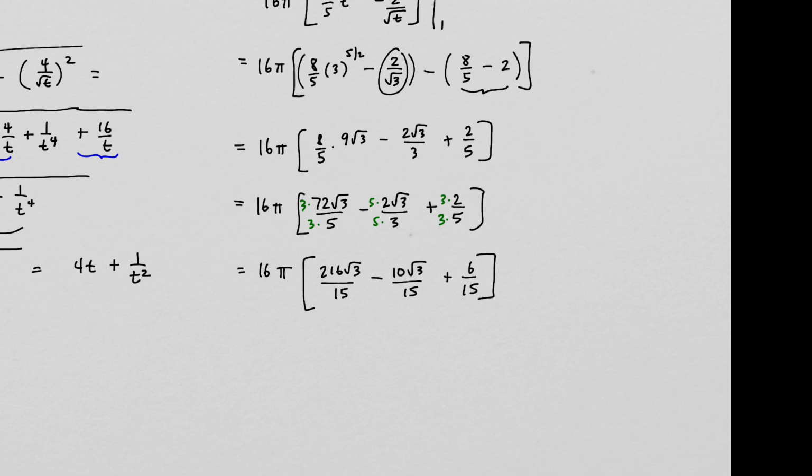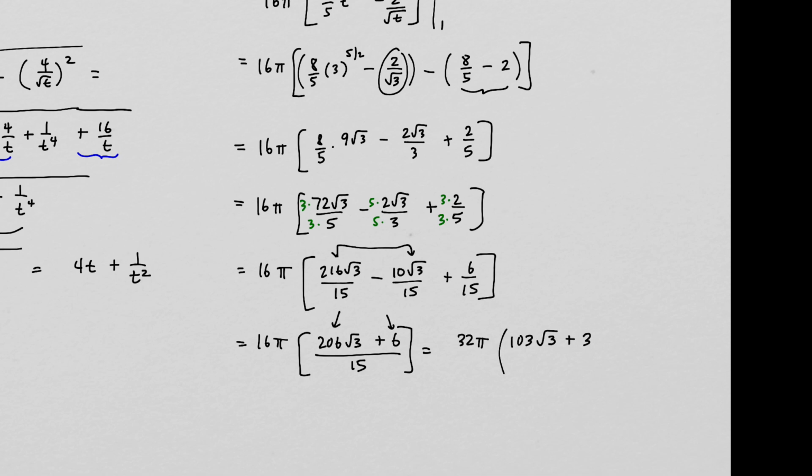And one last simplification step here. We can combine these two. 216 radical 3, take away 10 radical 3 is 206 radical 3. And then we have plus 6 all over 15. And the last thing you can do is factor out a 2 here, which is going to give you 32 pi multiplied by (103 radical 3 plus 3) all over 15. And this is about as good as we can make this answer look. And that concludes this video lesson.